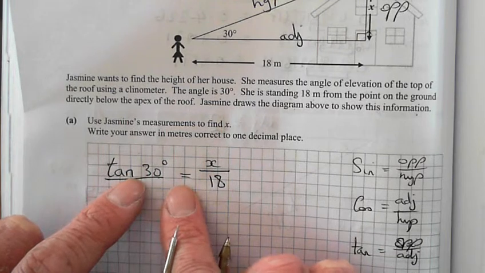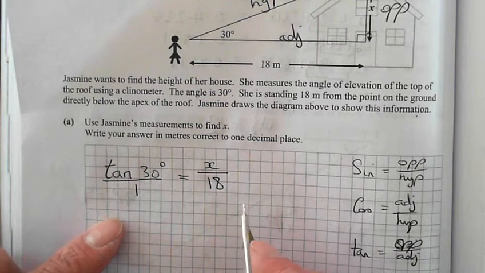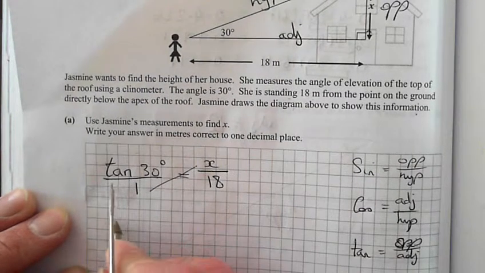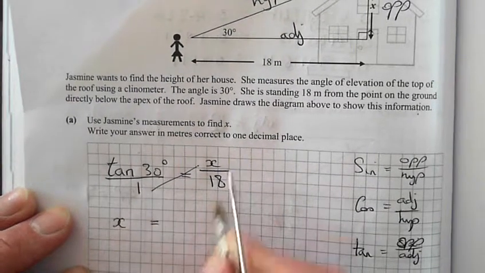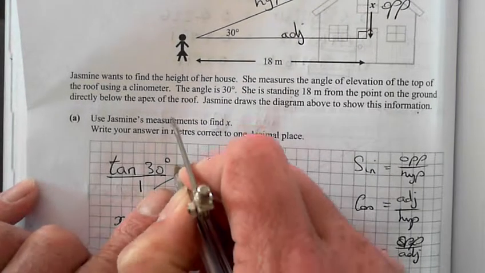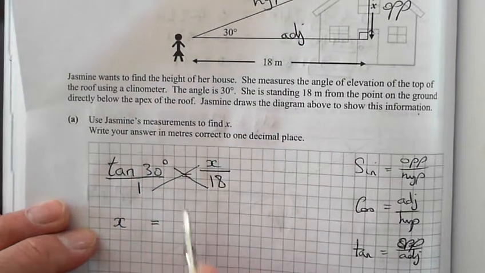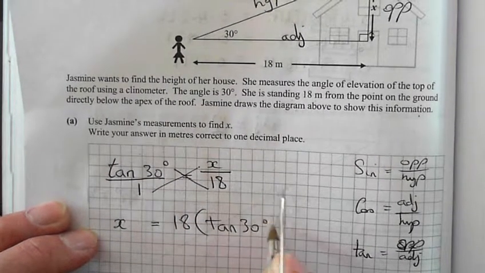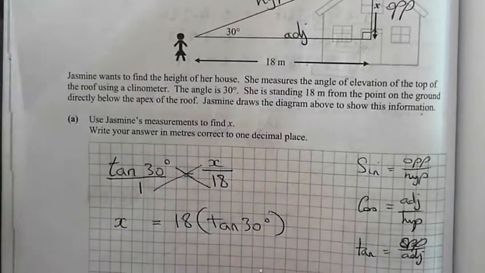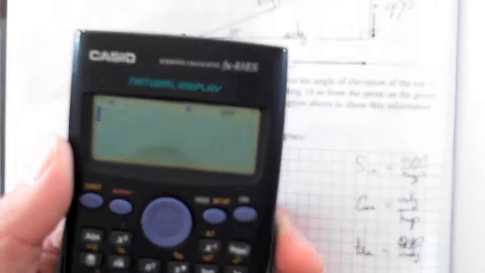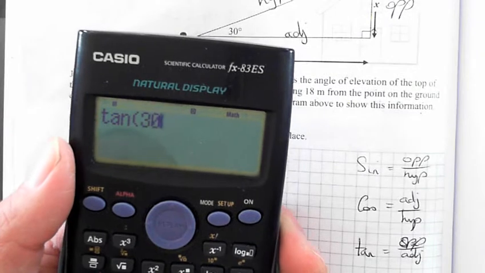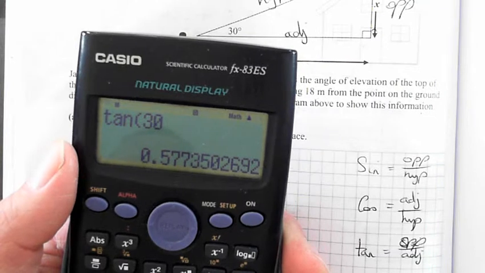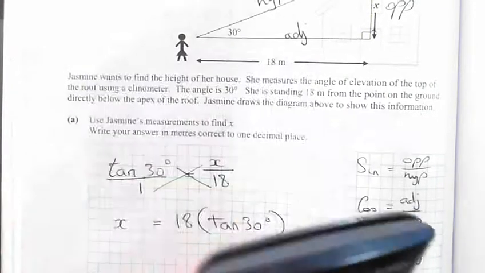Now what I can do in sums like this, if there are 2 fractions in a sum and it equals in between, I can do a thing called cross multiplication. So 1 times x is 1x. And now 18 times the tan of 30. If you're looking up, 18 times, bracket, tan 30 degrees. So you can key that into your calculator. First of all, get the tan of 30 degrees equals, press S to D if you like, and multiply by 18.